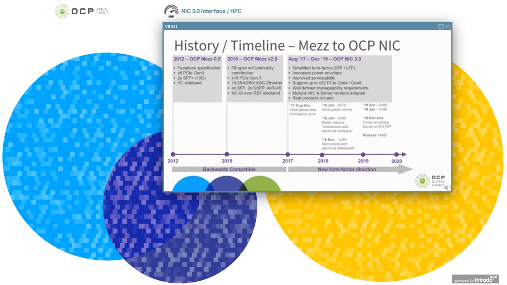The OCP NIC 3.0 specification is an evolution story. The journey started in 2012 with OCP Mezzanine 0.5. Facebook released a spec, and at the time, Mezzanine cards supported x8 PCIe Gen 3 and Ethernet at 10 gig. In 2015, with community contribution, the specification was expanded as Mezzanine 2.0. x16 PCIe and support for up to 100 gig Ethernet was added.